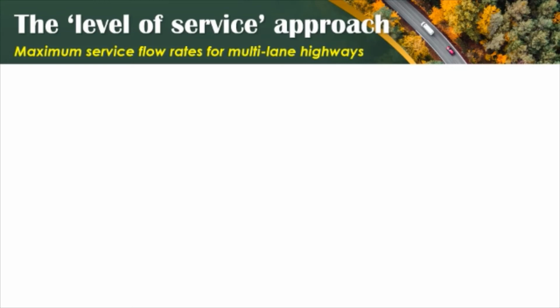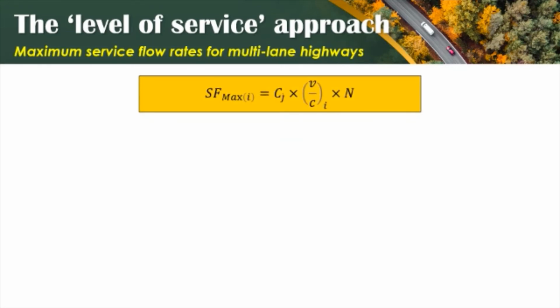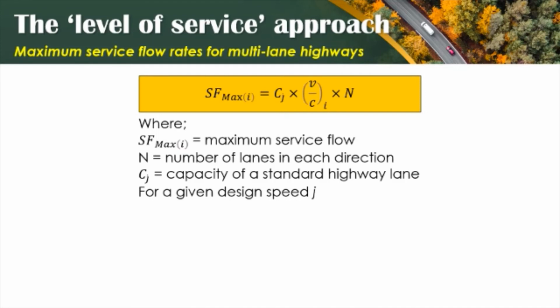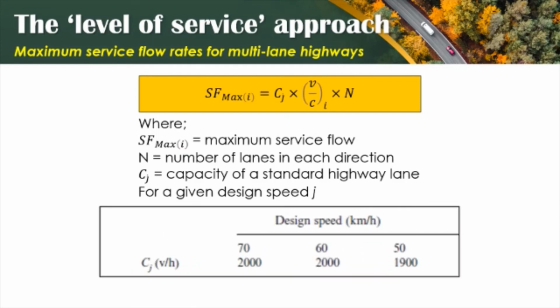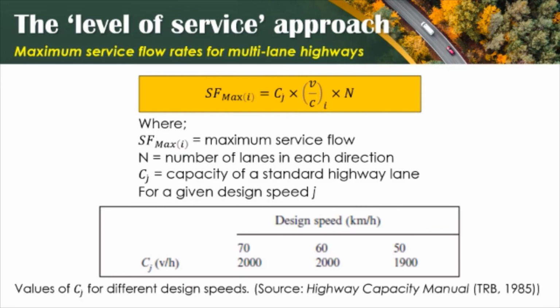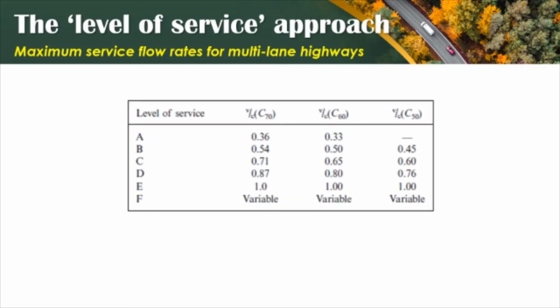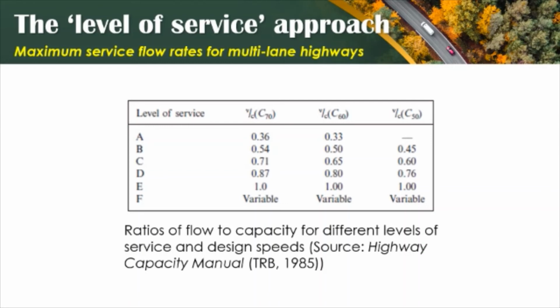So, given the existence of ideal conditions, the maximum service flows can be defined as SF max, or the max ideal service flow, is equal to C sub j times V over C times N, where SF max is equal to maximum service flow, N is the number of lanes in each direction, C sub j is equal to the capacity of a standard highway lane for a given design speed j. Its values are shown in this table of values C sub j for different design speeds. The maximum ratios of flow to capacity for each level of service and design speed limit are given in this table. So ito yung reference natin mamaya sa solving para malaman natin yung level of service.